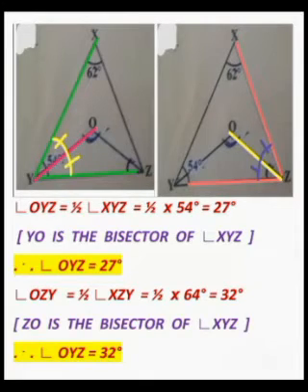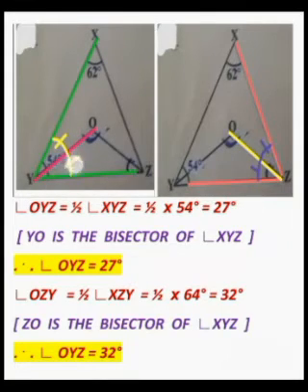So to find OYZ and OZY, let us consider triangle OYZ. Let us consider this triangle. So what they have given in the question, children? OY is a bisector of XYZ, isn't it? So angle OYZ is equal to half of XYZ. Bisector means divides the angle into two equal halves. OY is a bisector of XYZ.